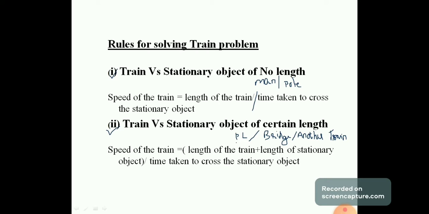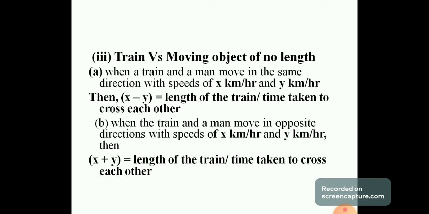For example, if a train is crossing a railway platform in 30 seconds or something like that, then what is the speed of the train? It is length of train plus length of platform divided by time taken to cross the platform.